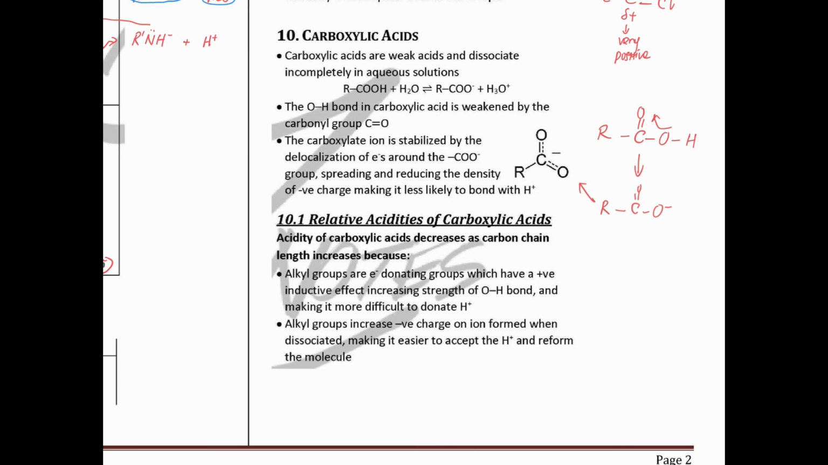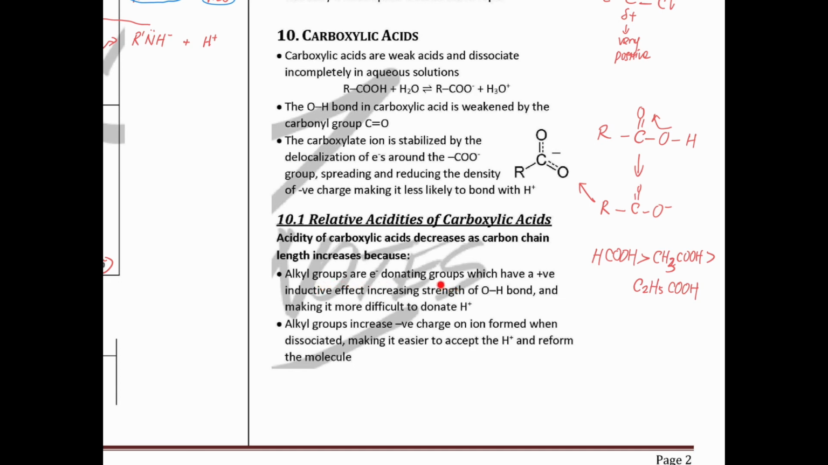So we have to say that the 1 carbon carboxylic acid, methanoic acid, HCOOH, is stronger than ethanoic acid and stronger than C2H5COOH. So this is their acidity. Okay, now next point.